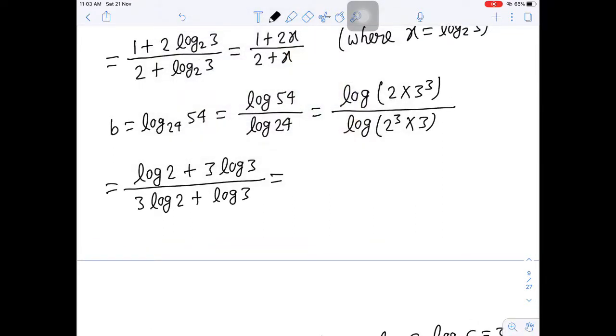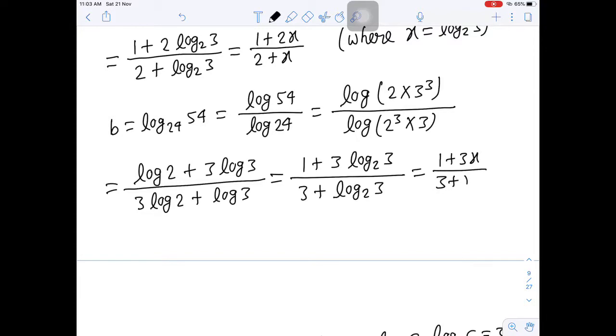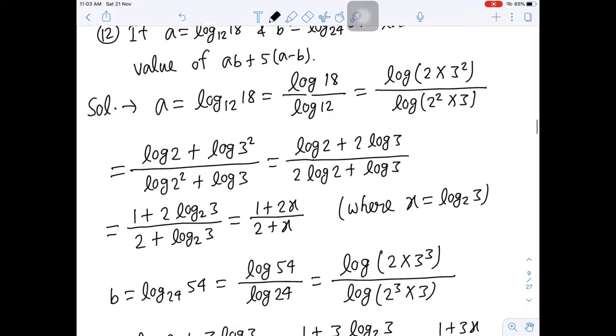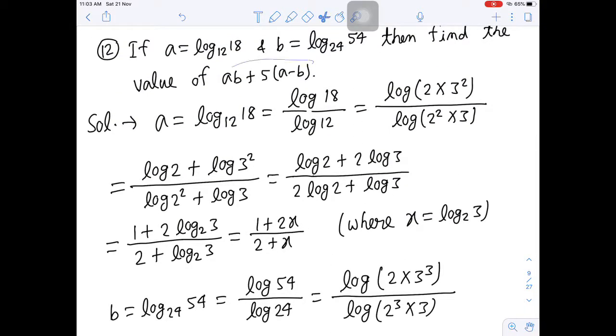Then similarly, if we divide here by log 2, both numerator and denominator, you will get log 2 by log 2, which is 1, and then you will get 3 into log 3 base 2 divided by 3 plus log 3 base 2. So in terms of x, it will become 1 plus 3x by 3 plus x. Okay, now you have to find the value of this.